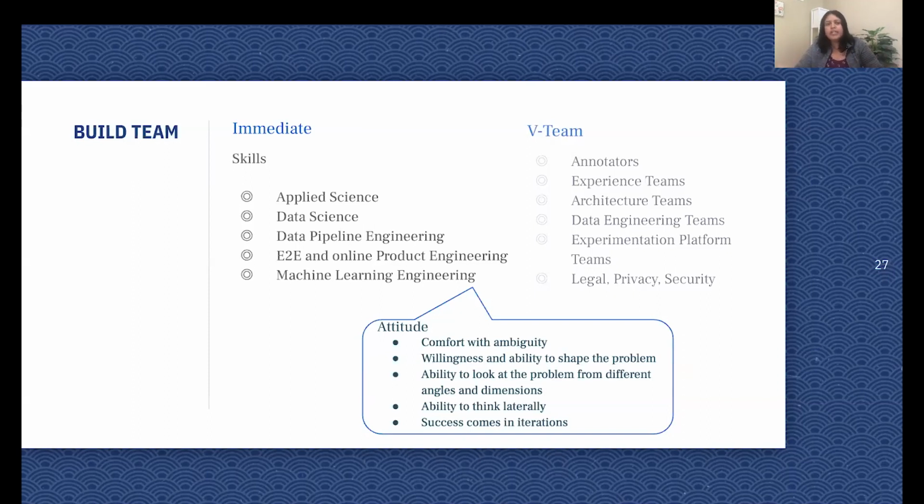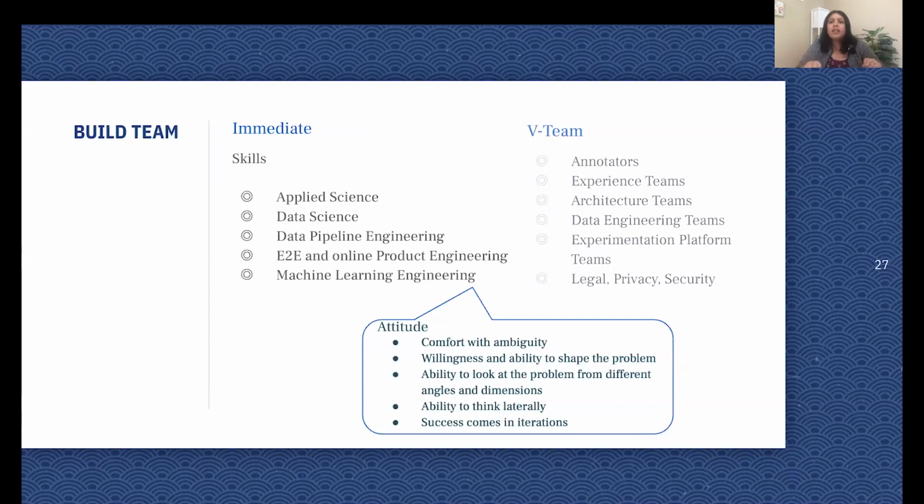Then is building a team. So let's assume you get sponsorship. How do you build a team? What are your immediate needs? Of course, you need applied science, people who do the modeling, data science, people who understand the patterns, understand the data, pipeline engineering folks, end-to-end and online product engineering folks, machine learning engineering folks.